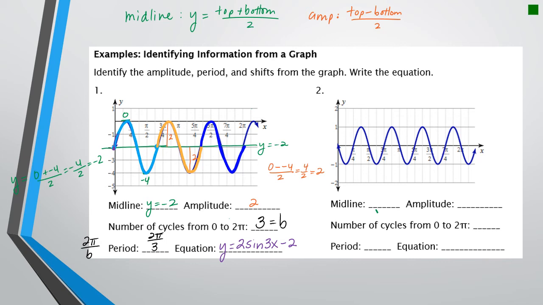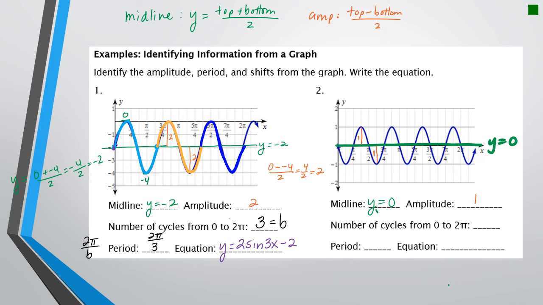Now for equation 2, for problem 2, I need to find my midline again. This time I'm just going to eyeball it, and I can see that it looks like right at 0 would be the midline. And when I figure out amplitude, I can kind of check to make sure that I have that right. So if I look here, amplitude is going up 1 here, and it goes down 1 here. So since I got the same number on both, I know my midline's in the right spot.